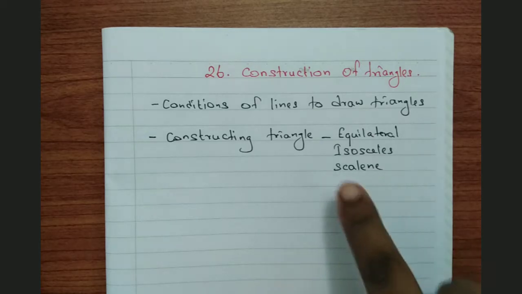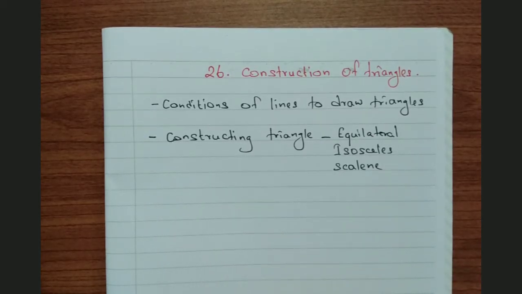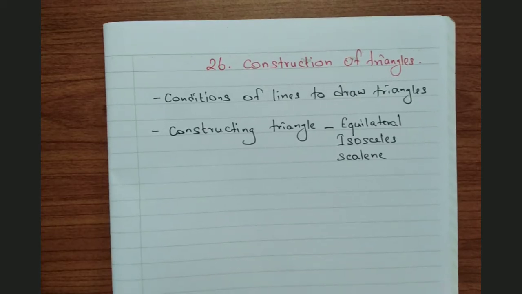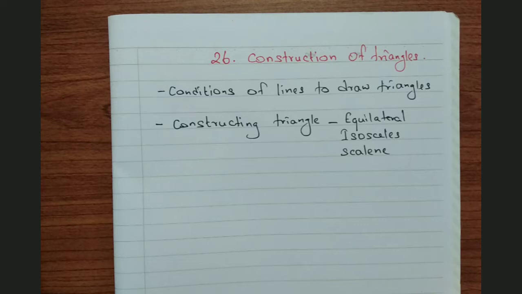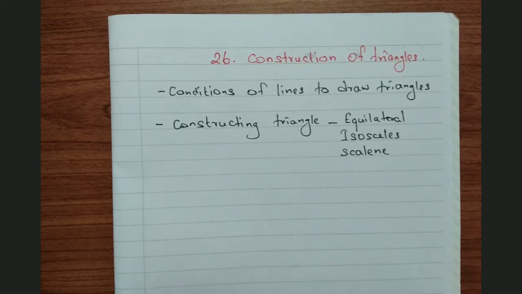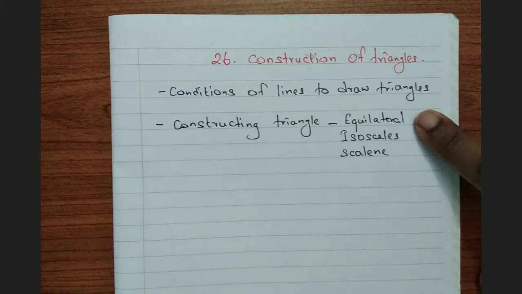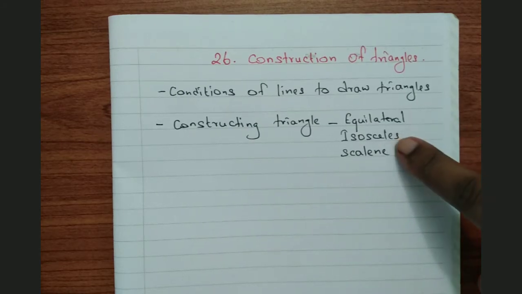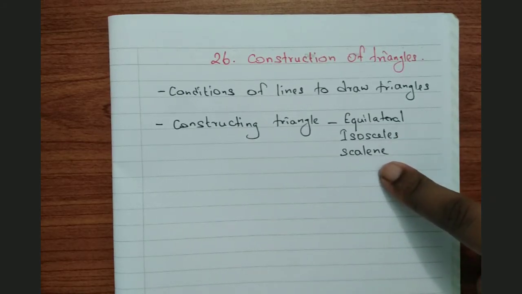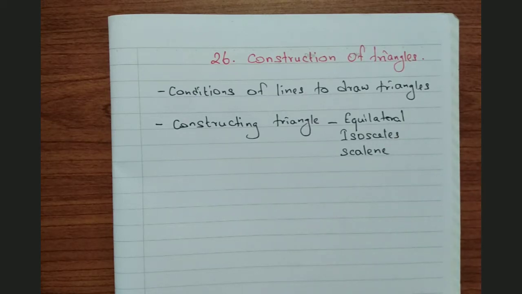So today children, you will be learning your 26th lesson, which is construction of triangles. Under this we will be learning two topics. First one is going to be a very small one, which is conditions of lines to draw triangles. The second one is going to be constructing triangles. You already have learned how to construct an equilateral triangle. Anyway, I'll be doing one construction under that as well in order to remind you of that. So in this grade you will be learning to construct the isosceles triangle and a scalene triangle. So let's go into our lesson.